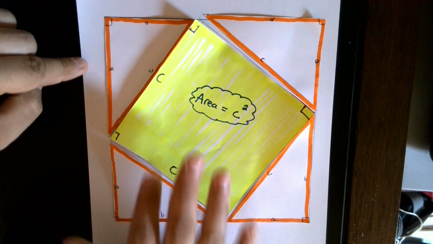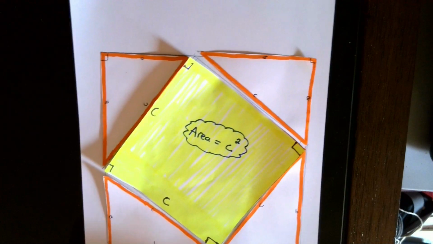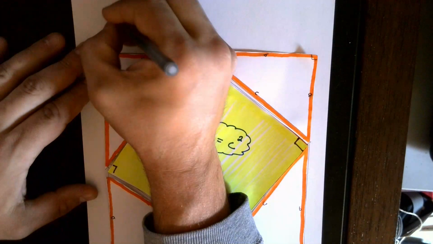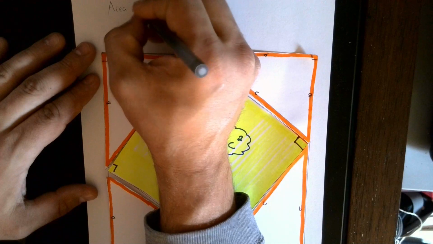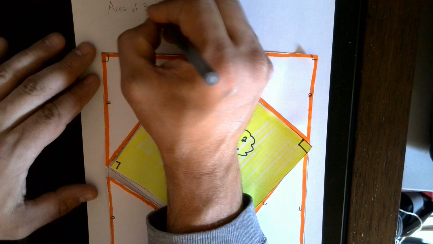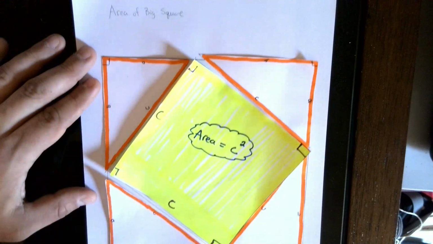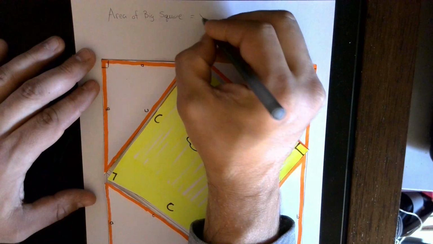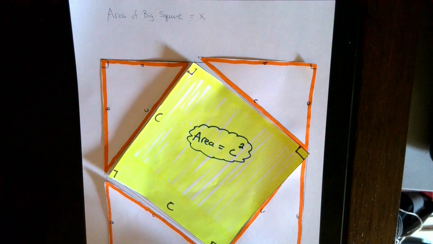So to make this a little bit easier to think about, let's say the area of the big square on the outside, we don't know what it is right now, but when we don't know a value in math, we can just call it x. So the area of the big square is x. We'll just call it that for now.